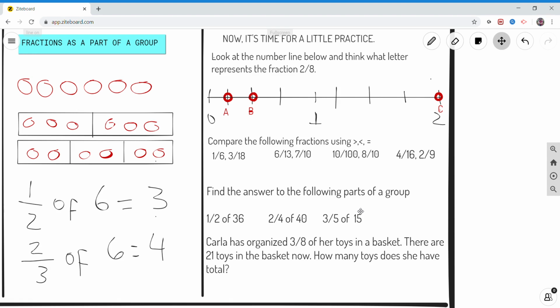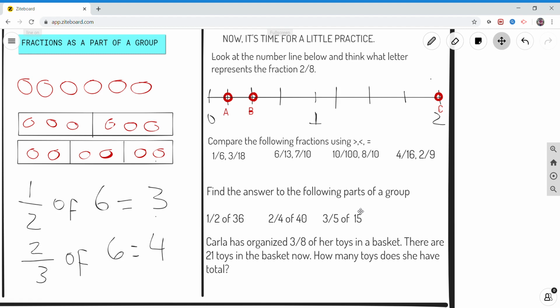Number 3 is going to ask you to find the answer to the following parts of a group. 1/2 of 36, 2/4 of 40, 3/5 of 15, and finally, you have to find the answer to this word problem. Carla has organized 3/8 of her toys in a basket. There are 21 toys in the basket now. How many toys does she have total?